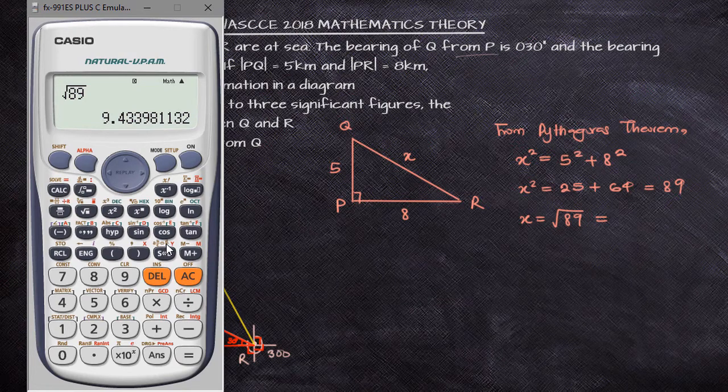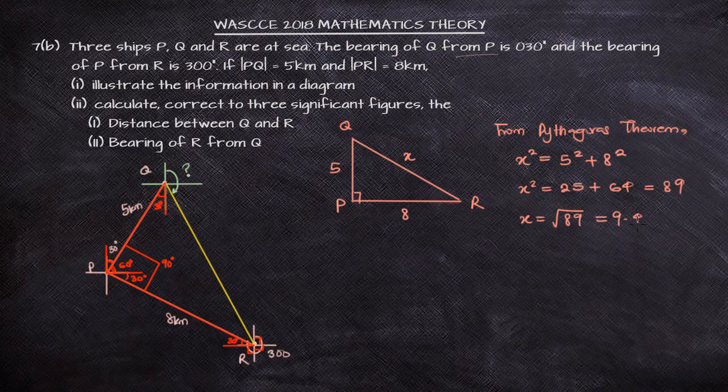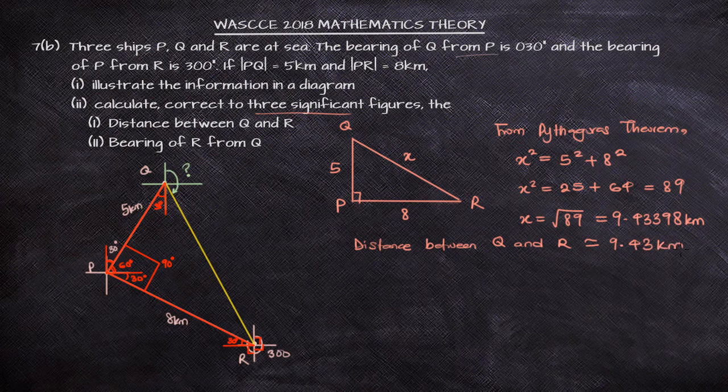The square root of 89 is 9.43398. So x, which is the distance between Q and R, is 9.43398 kilometers. But we're asked to find this correct to three significant figures. So we can say the distance between ship Q and ship R is approximately equal to, in three significant figures, 9.43 kilometers. Good.